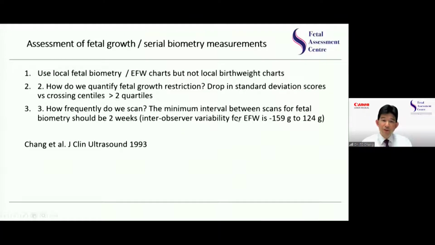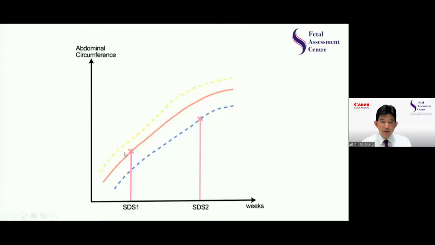We shouldn't be measuring our fetuses more than 2 weeks apart, because the inter-observer variability for estimated weight is actually equivalent to the growth of a fetus per 2 weeks in the 3rd trimester of pregnancy. So any measurement before 2 weeks would be kind of meaningless and subject to errors that are as large as the change in estimated weight that you wish to demonstrate or quantify. This is data that we published many years ago. So plot your graphs by all means, but make sure they're at least 2 weeks apart. And you can plot them either with standard deviation scores or centiles, as shown here.